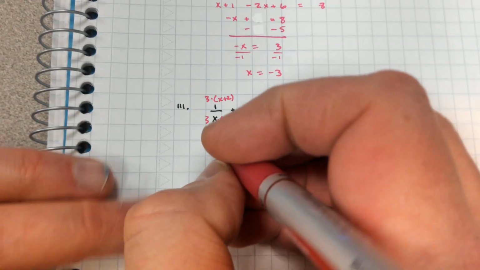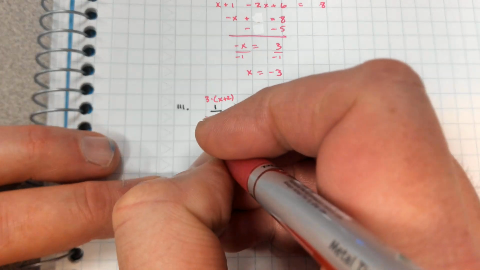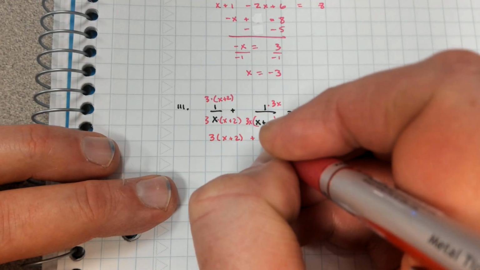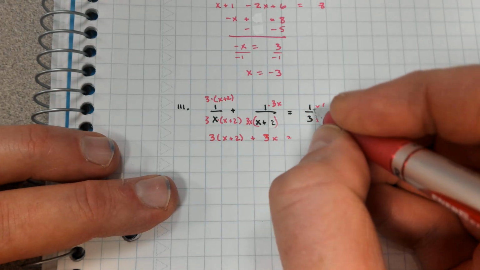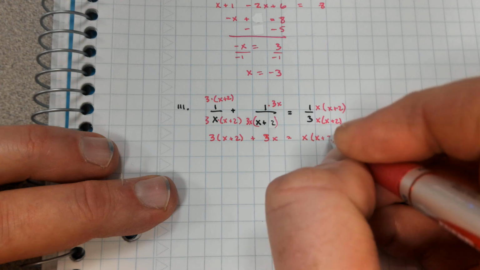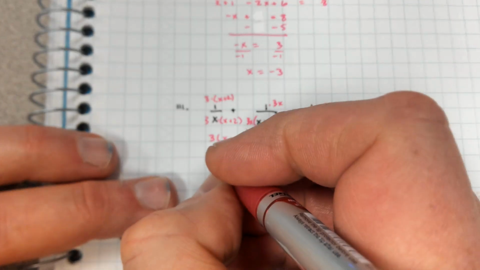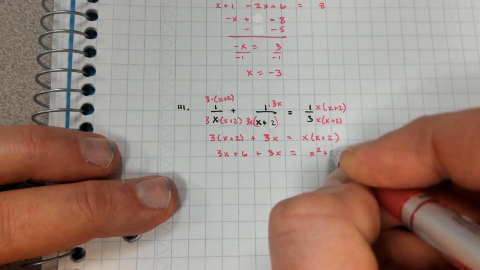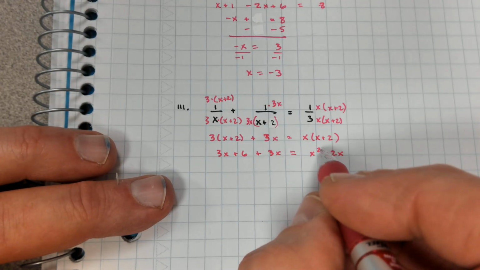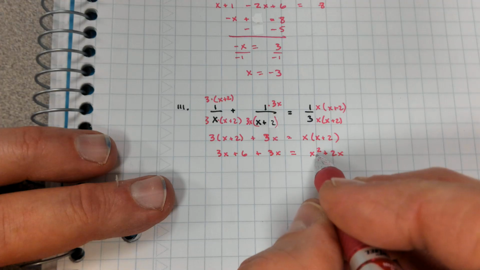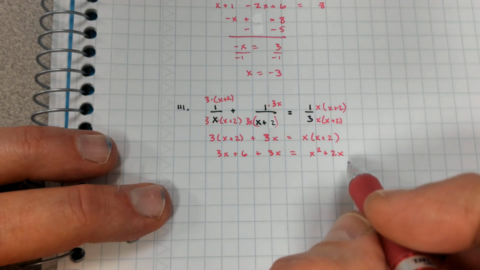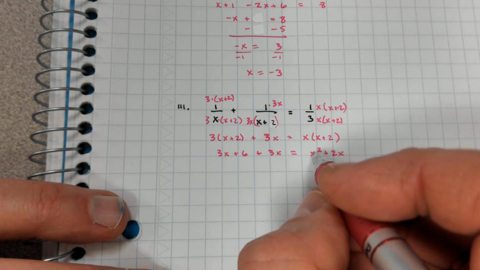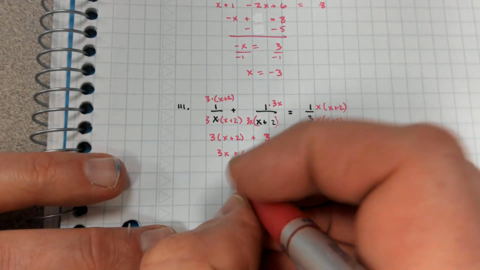Now I can rewrite the equation from the numerator. So 3 times x plus 2 plus 1 times 3x is just 3x equals 1 times x plus 2. And we're going to distribute: 3x plus 6 plus 3x equals x squared plus 2x. So I see an x squared here, so this tells me it's a quadratic. So I want to solve this one by moving everything to one side to create a trinomial. So I'm going to move everything this way to keep my x squared positive. So real quick, I'm going to combine those in the next step.